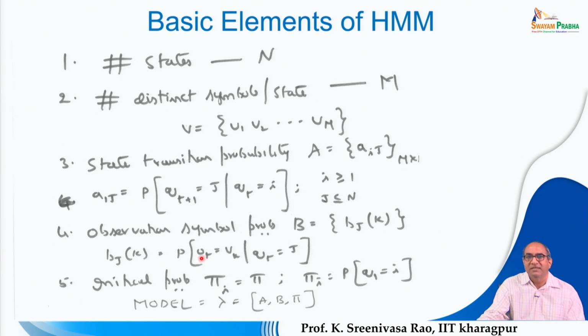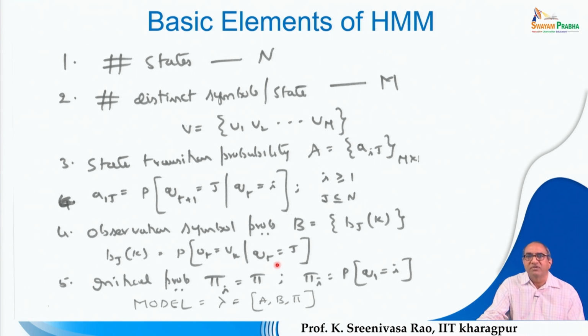Here the subscript t indicates the time instant. So, O_t is the observation symbol at time t. The observation symbol at time t equal to V_k is the symbol. In the previous example, it is a color, whereas in the speech example, this is the outcome of a vector quantization codebook, one of the code vectors.